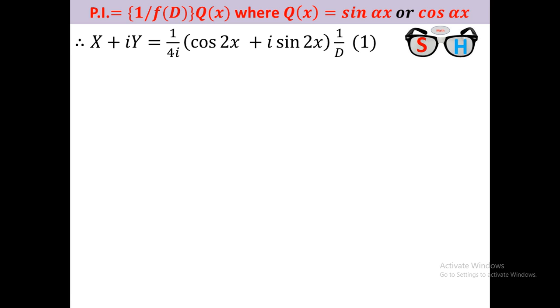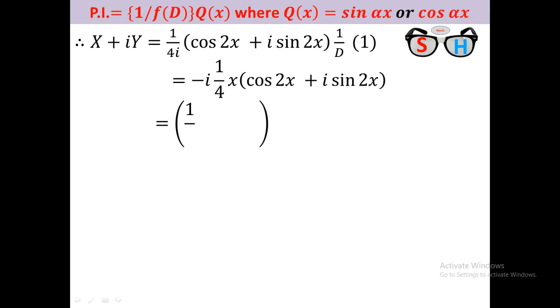Here you see that X plus iY is that. Okay, now 1 by D of 1 means x. Again, 1 by 4i means 1 by 4, and 1 by i means minus i. Therefore minus 1 by i into 1 by 4 x into cos 2x plus i sin 2x. Here 1 by i is minus i, remains 1 by 4, and 1 by D of 1 means x. Therefore, if you simplify it into real part and imaginary part, this will be 1 by 4 x sin 2x minus i into 1 by 4 x cos 2x.